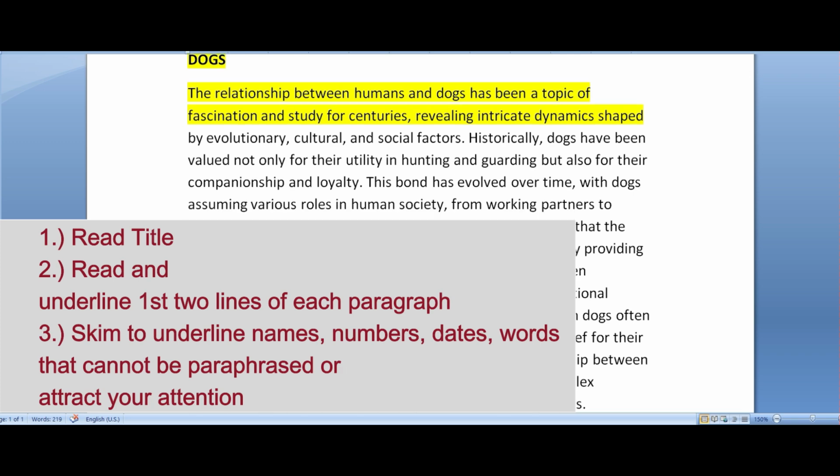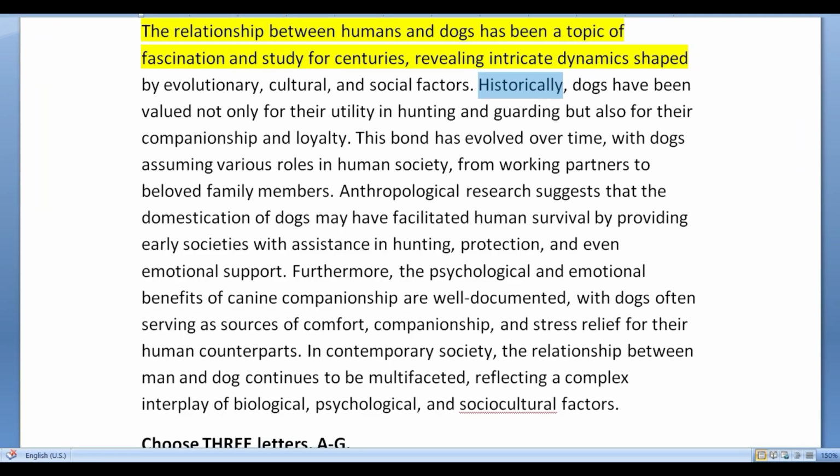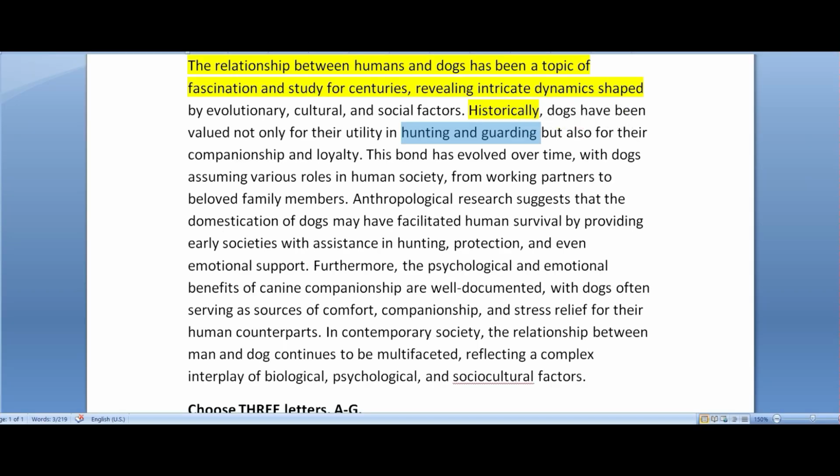As we move along, just skimming through diagonally, I'm just gonna underline some words that attract my attention. Again, hunting and guarding, yes. As we have said in previous videos, this doesn't mean we will find the answer, but it means that we will be concentrating enough, we will have an idea. I'm just underlining the words that attract my attention, and we're moving on.